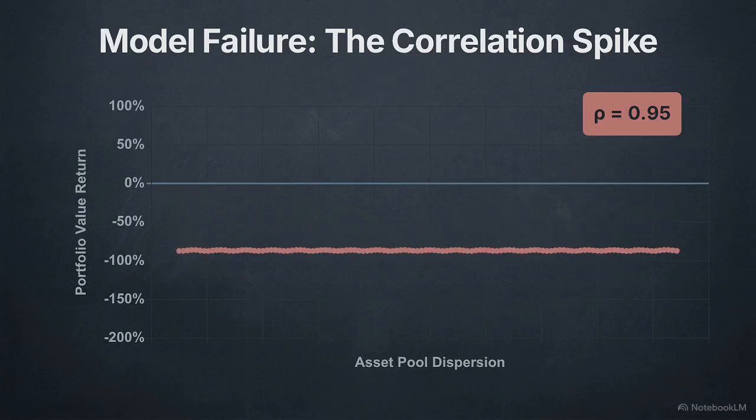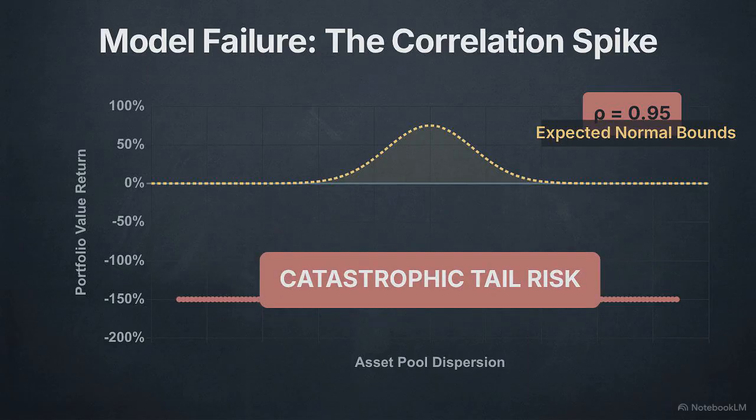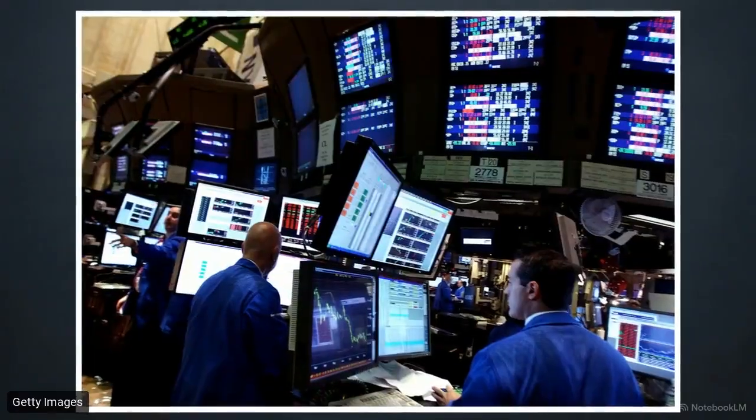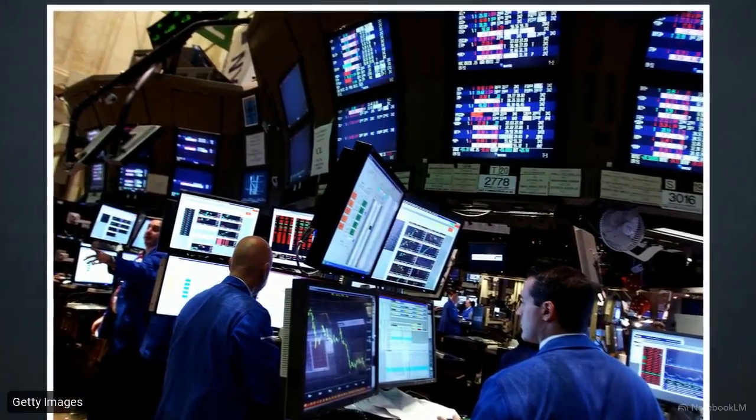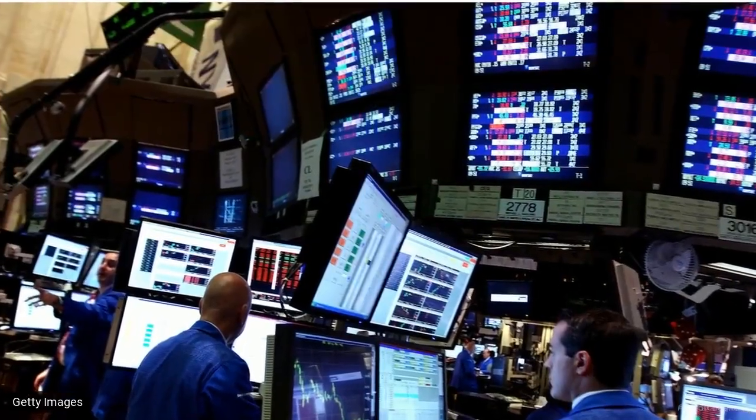Relying on the Gaussian copula to map this correlation is what caused models to fail during the 2008 financial crisis. The normal distribution assumptions massively underestimated the probability of these extreme clustered tail events. Real-world defaults are not statistically independent. During severe market shocks, businesses face the same macroeconomic pressures, and their failures cluster violently.